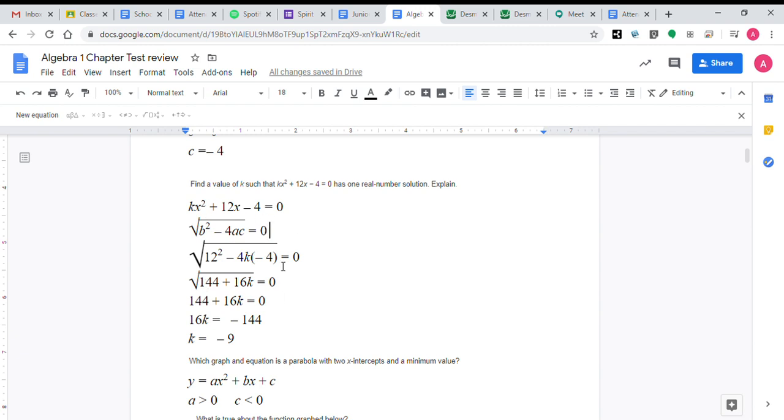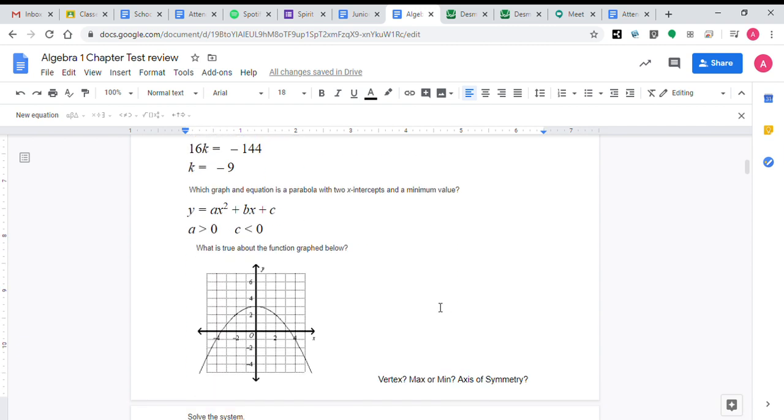So anyways, I solved it out here. I just plugged k, 12, and -4 into a, b, and c respectively there, and then solved it out to get k equals -9.